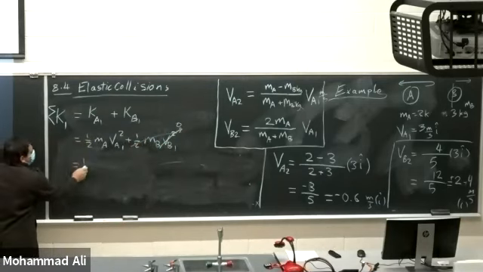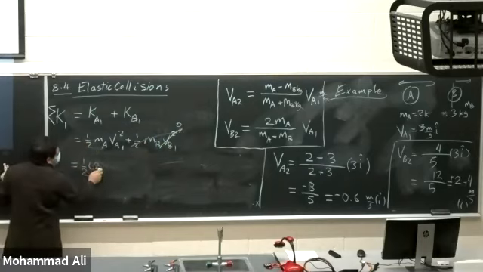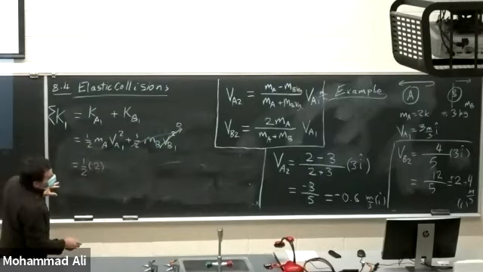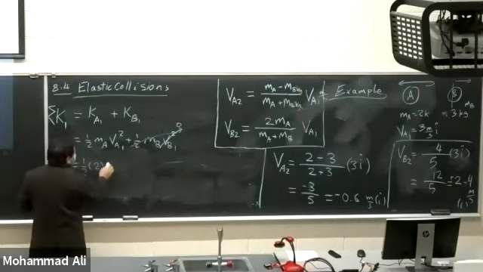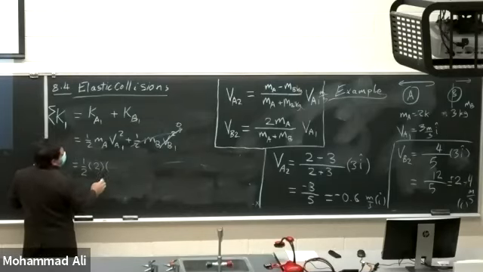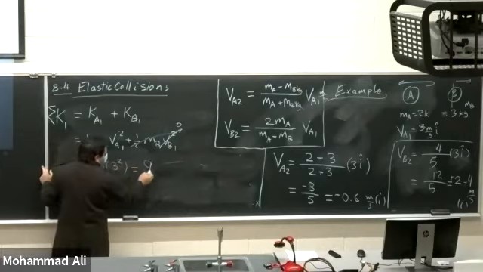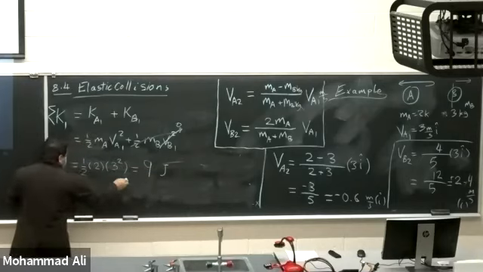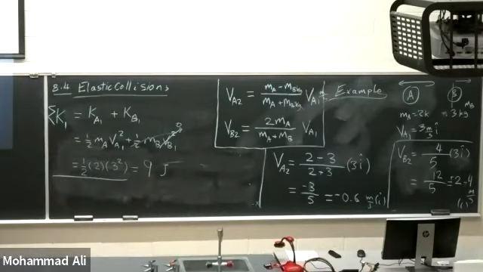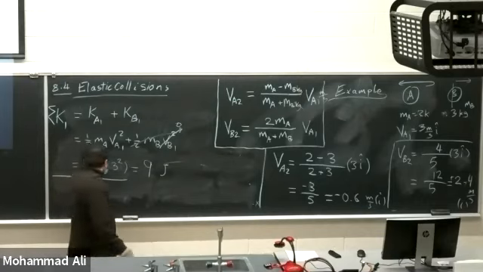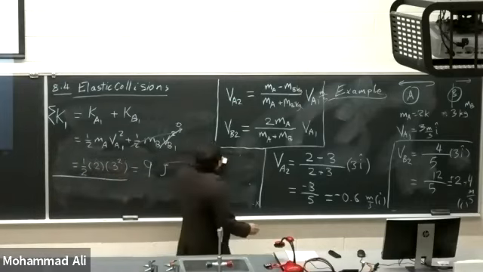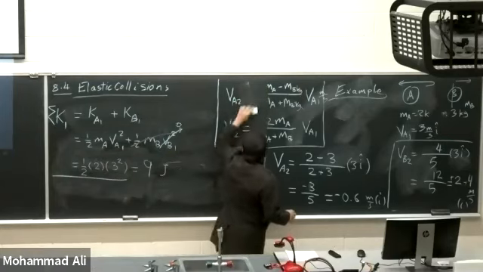This will be equal to half multiplied by the mass of A, which is 2, right? And the velocity before the collision is 3 squared. It will be equal to 9 joules. Right? This is the kinetic energy before the collision. Let us see now the kinetic energy after. I will remove this now.